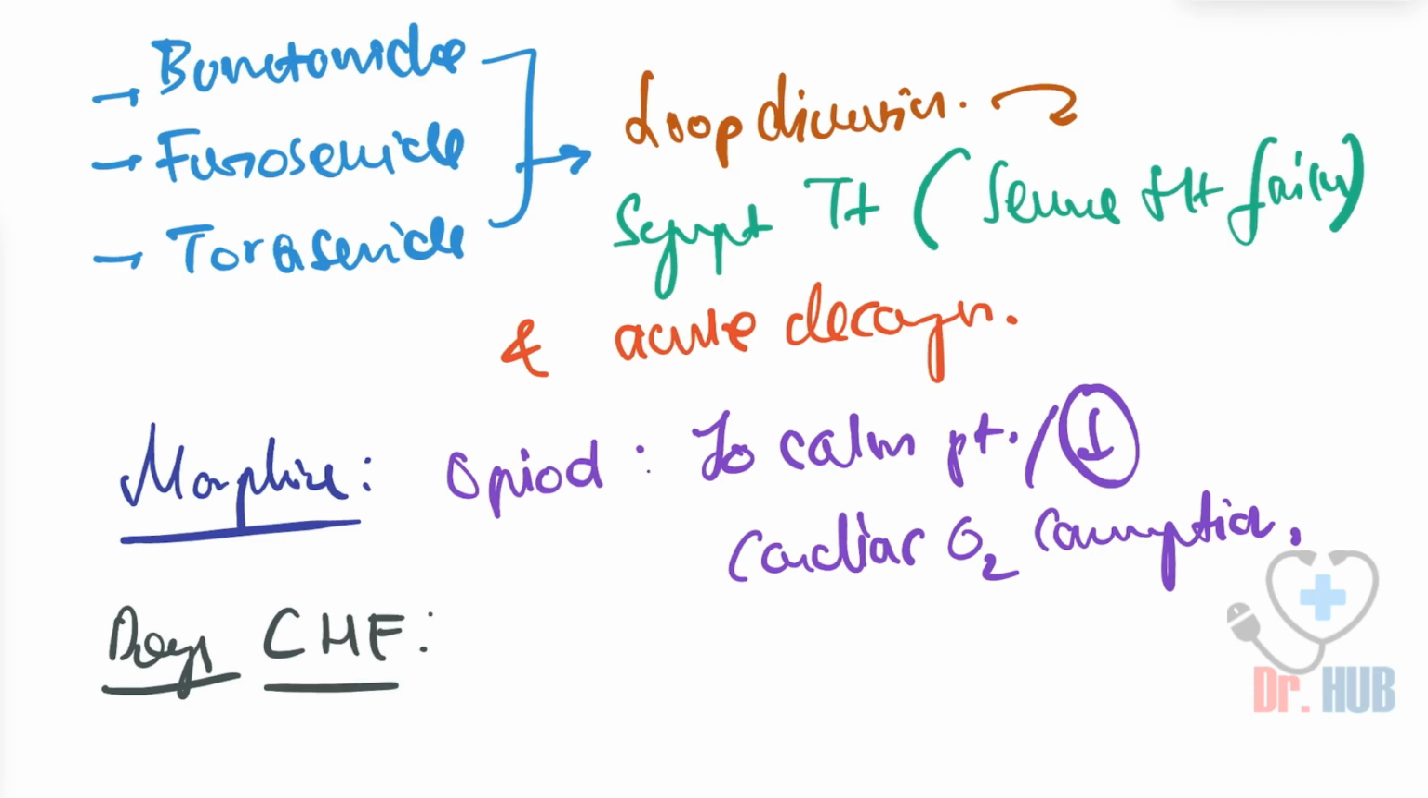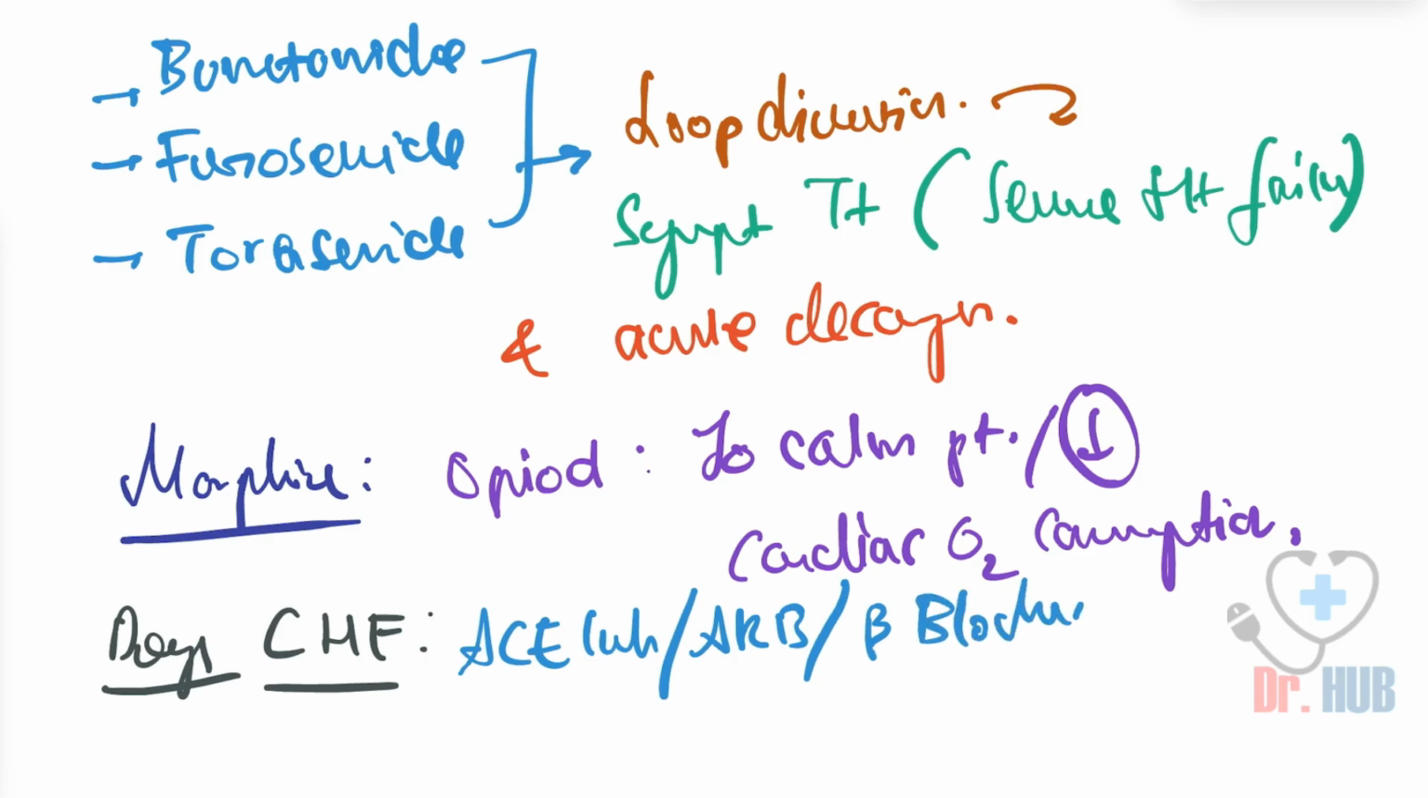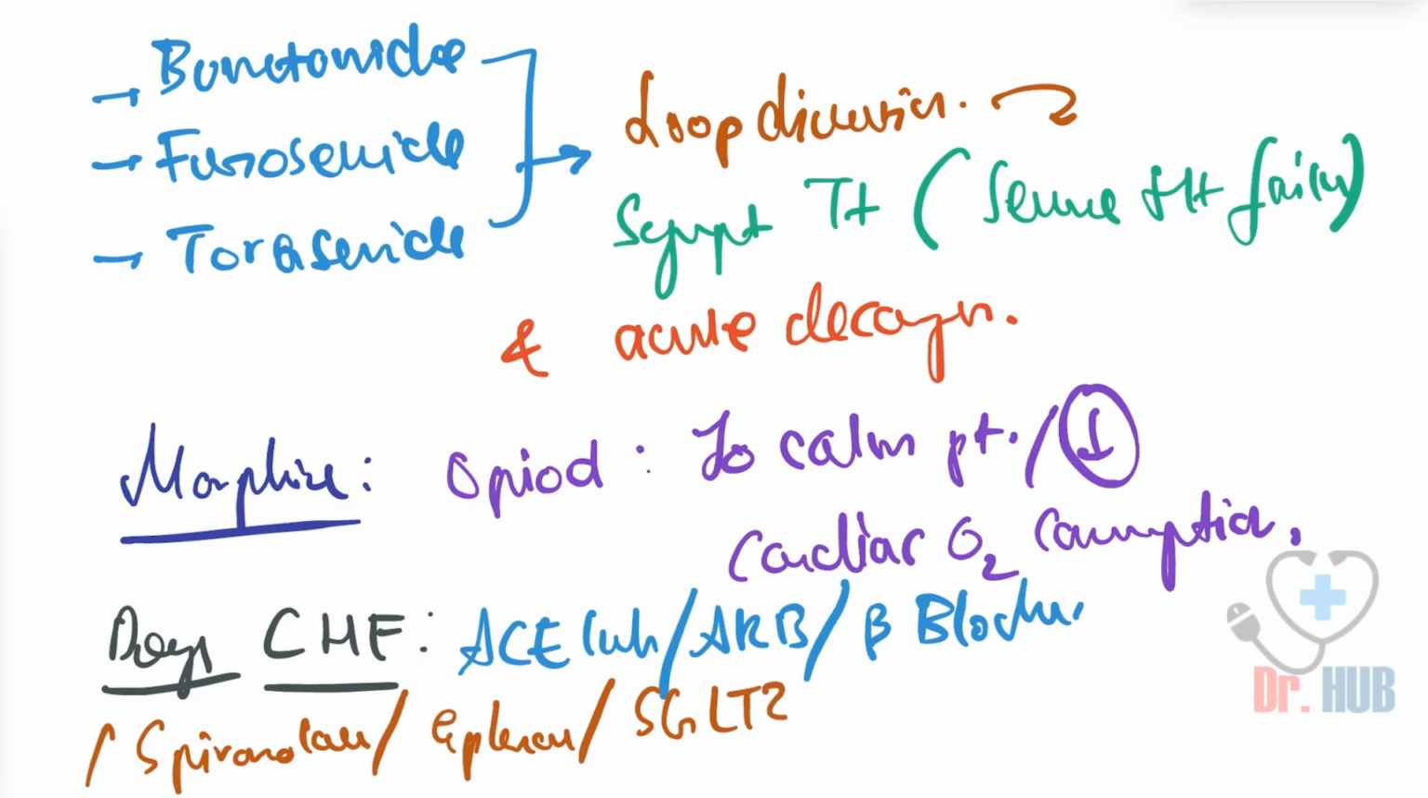The third question we asked is, name a few drugs which are used in chronic heart failure. This includes ACE inhibitors, and if that is not successful, you can use the ARBs. Then there are beta blockers, and spironolactone. There is eplerenone. There are also SGLT2 inhibitors, and sacubitril valsartan.